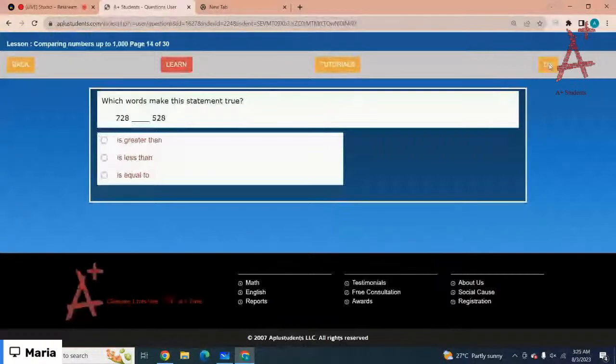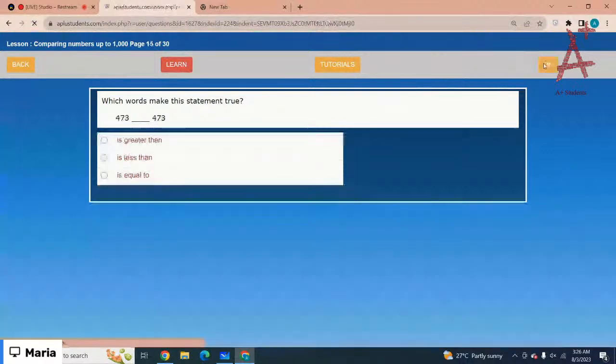So the correct option is 728. 7 is greater than 5, so obviously 728 is greater than 528.